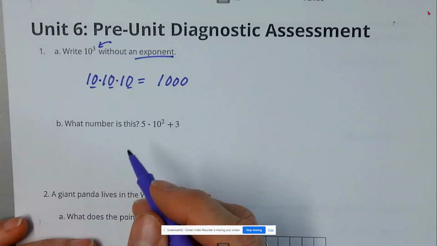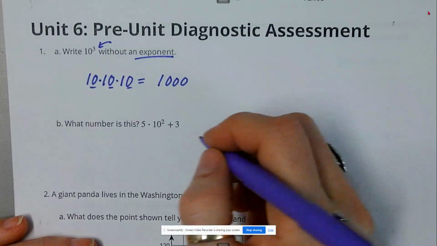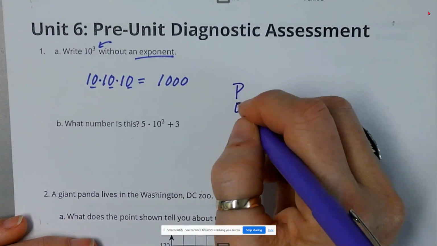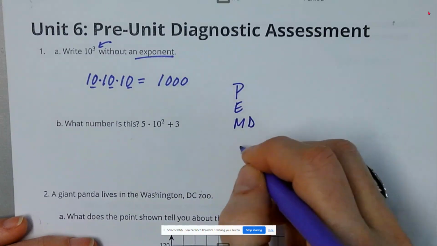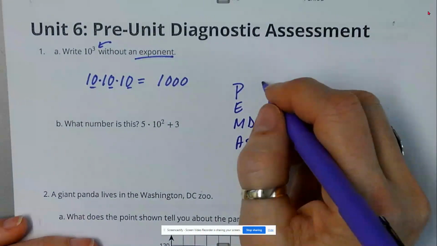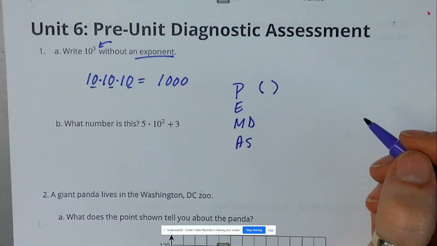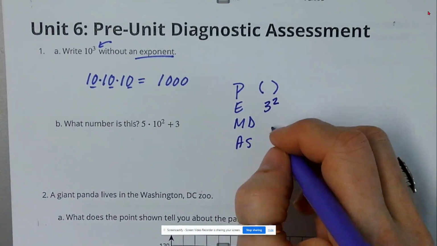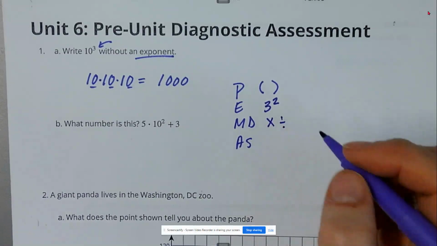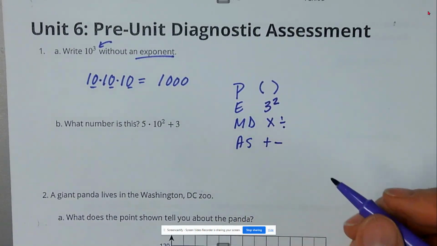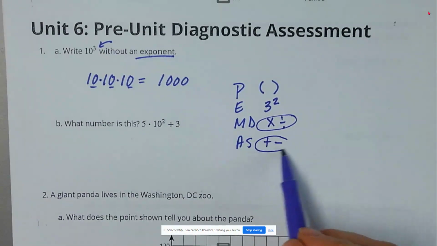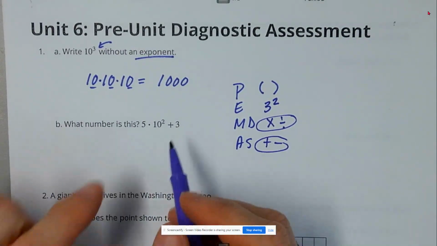When you have a problem like number 2, we have to think of our order of operations, which is P, E, M, D, A, S. So starting with parentheses or any grouping symbols, and then your exponents. Then you do multiply and divide, and add and subtract is the very last thing. Multiply and divide have the same power, add and subtract have the same power.